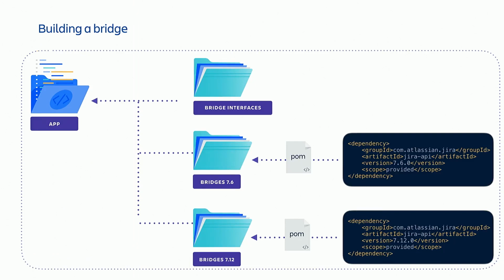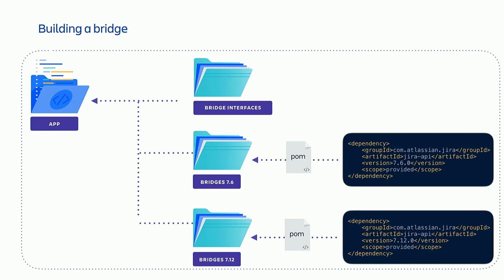Cool. So this is how it looks like in terms of the actual project. So what your application begins to look like is, you've got your app, you've got your business logic, and you've got your bridge interfaces. Then you've got your bridges, which is version specific. And so those are the ones that are actually going to be depending on the specific versions of the API. Now, for example here, bridges 7.6, that's going to have a dependency on the Jira API 7.6. It's also going to have a dependency on the bridge interfaces.